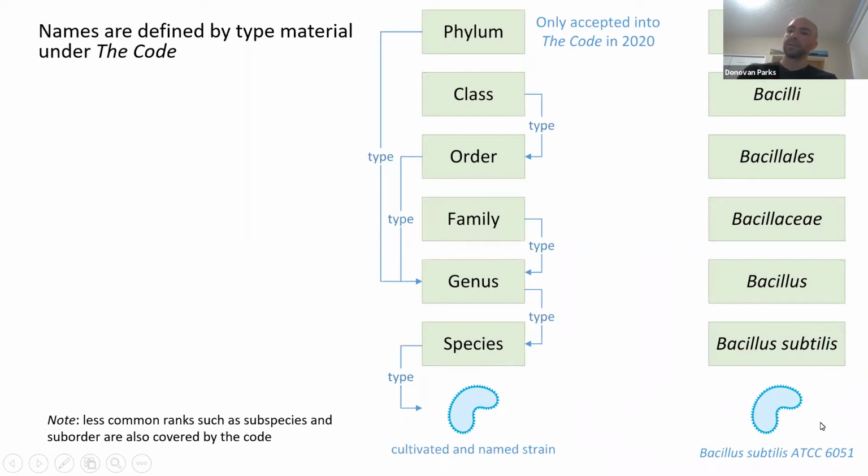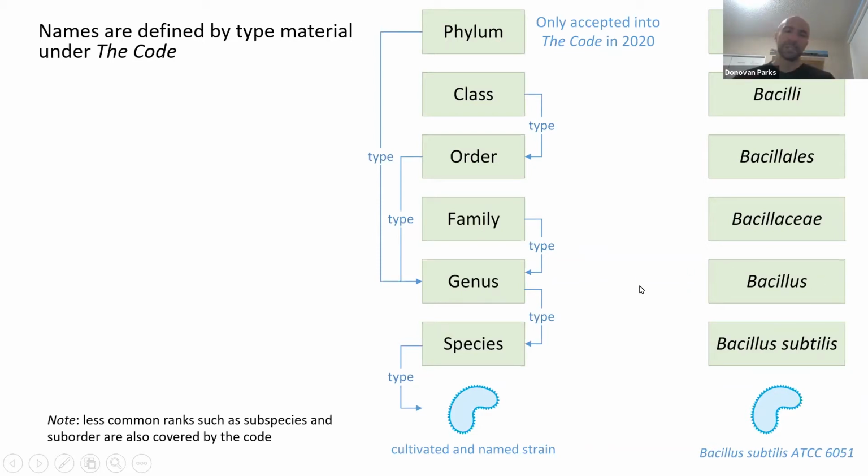So in particular, just to give you a concrete example, we can have the strain Bacillus subtilis ATCC 6051, and that is considered to be the type strain of the species Bacillus subtilis. And you can see that the name of this species, of course, derives directly from the strain. So in a similar way, if we look at a family, we say that the type of a family is a genus, and you get Bacillaceae, which is, of course, deriving directly from the name Bacillus.